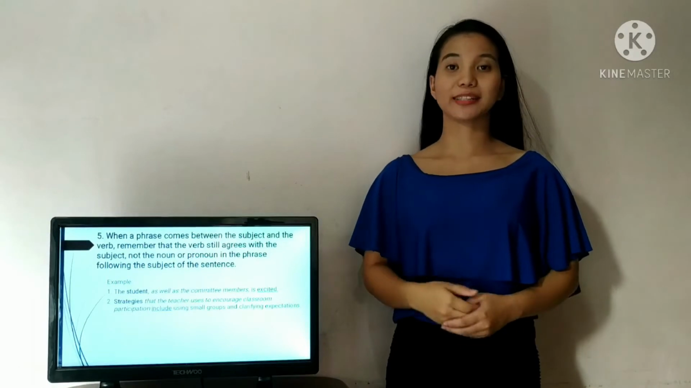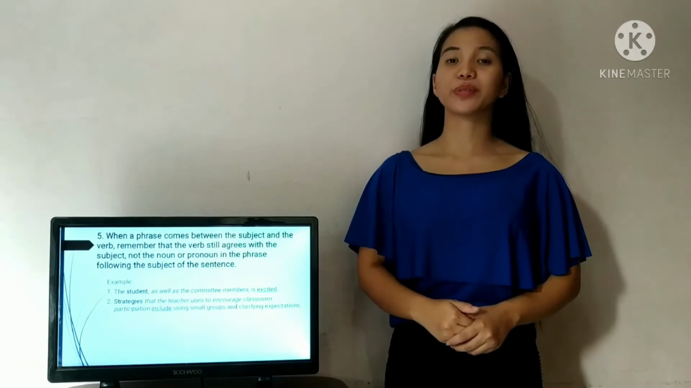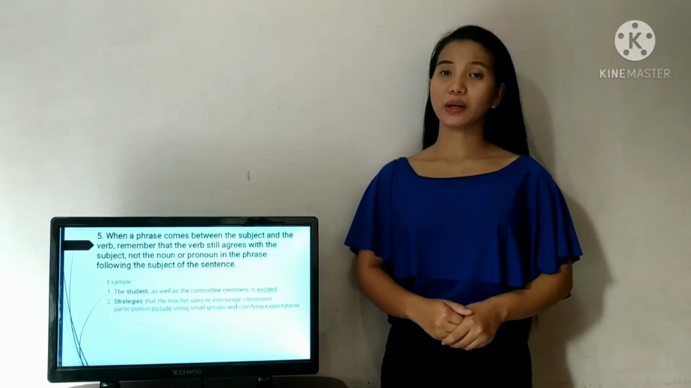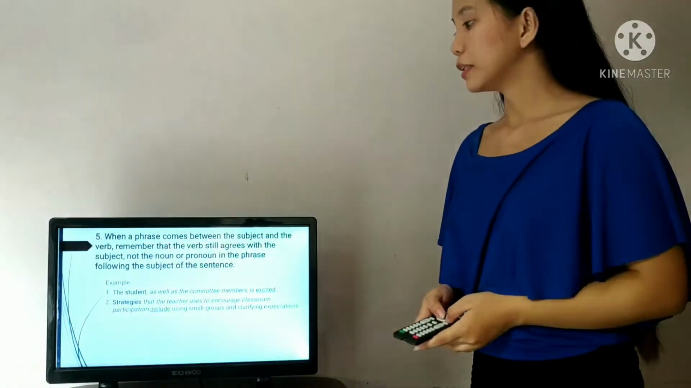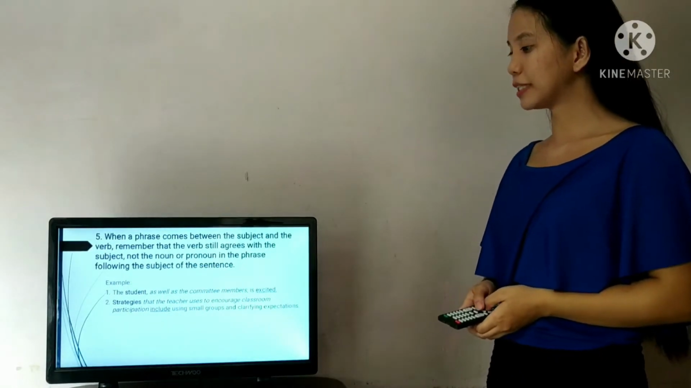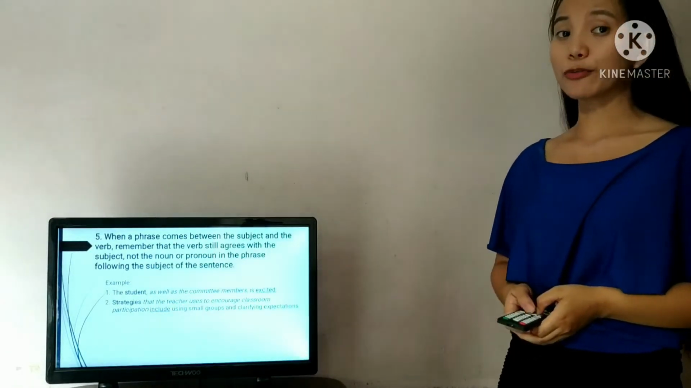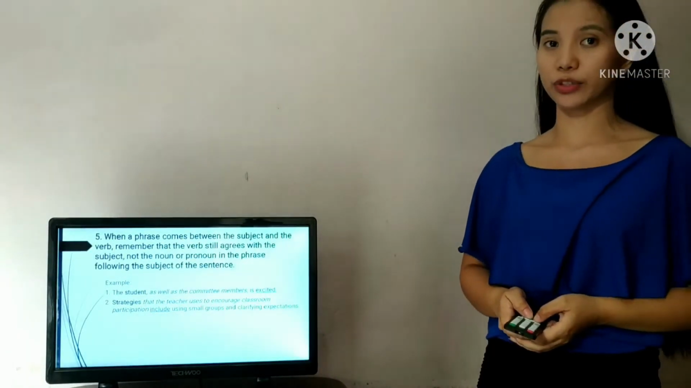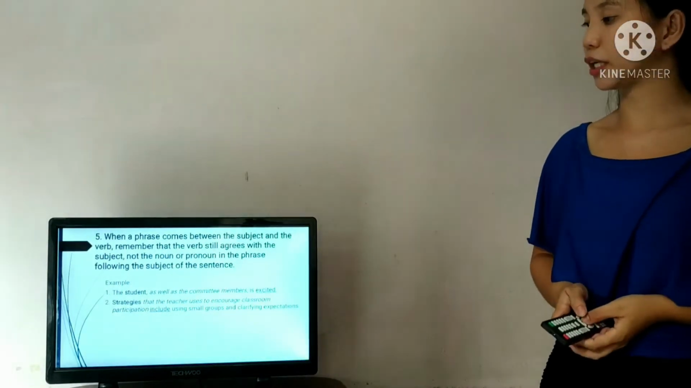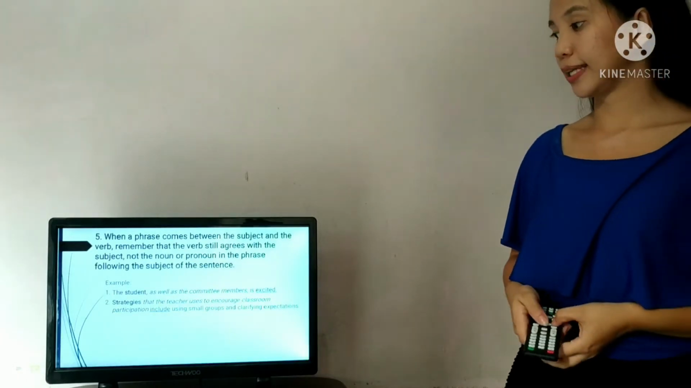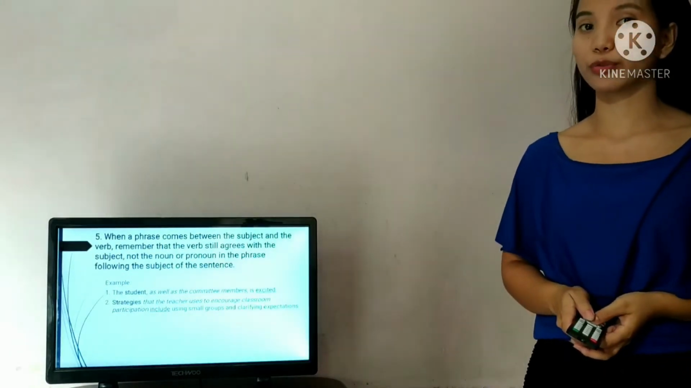Rule number 5 states that when a phrase comes between the subject and the verb, remember that the verb must still agree with the subject, not with the noun or the pronoun in the phrase following the subject. In the example, the student as well as the committee members is excited. The phrase as well as the committee members is an example of a phrase that comes between the subject and the verb. It is also called an intervening phrase. In our sentence, our subject here is a student, while our verb is. Since the subject is singular, it also takes the singular form of the verb.